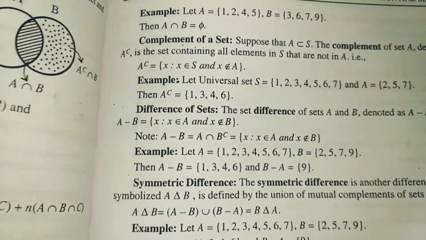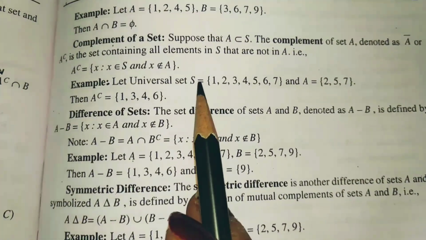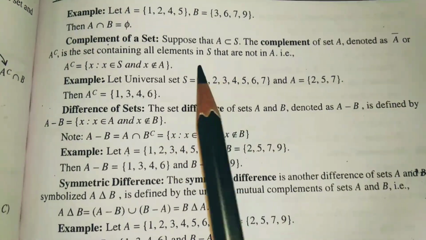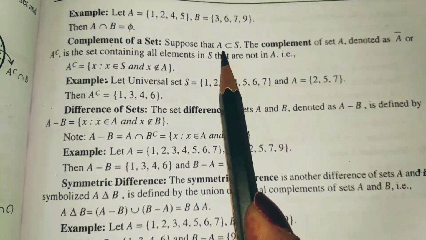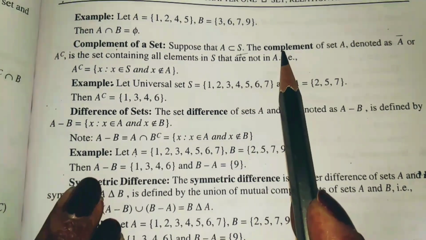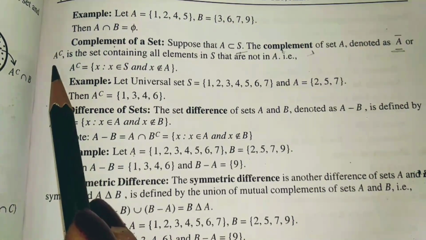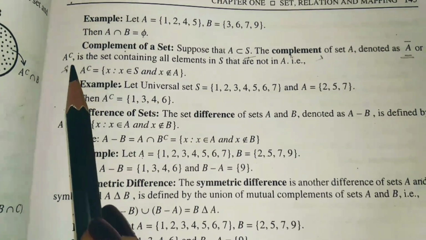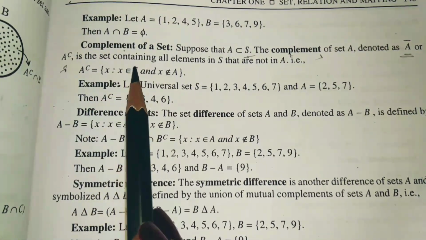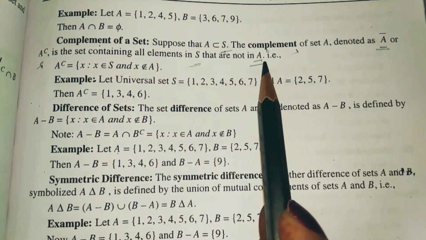Next, it is the complement of a set. So the complement of a set means, suppose A is the set which is a subset of S, where S is the universal set. The complement of the set A is denoted by A bar or A complement, and this is the set which contains the elements of S which are not in A.